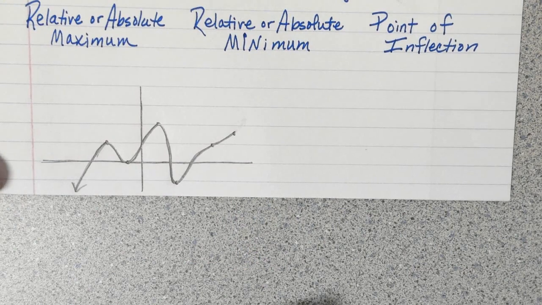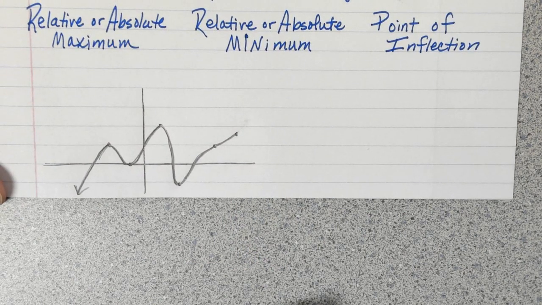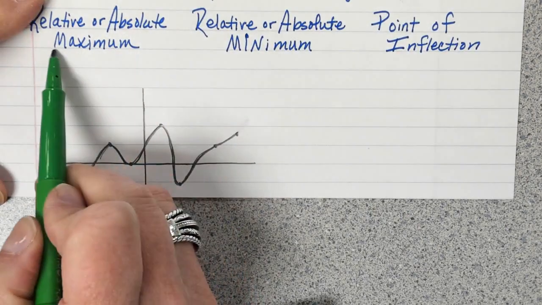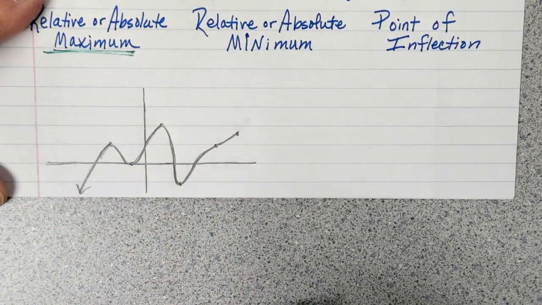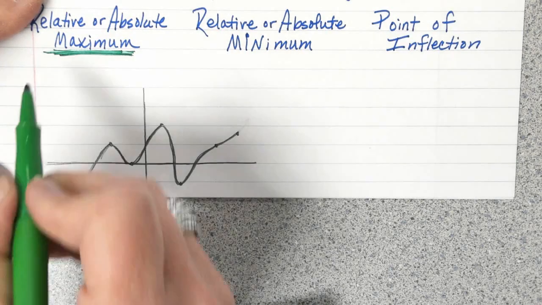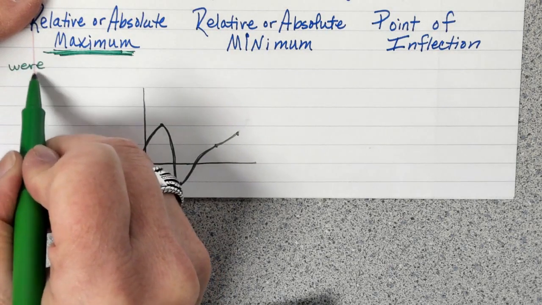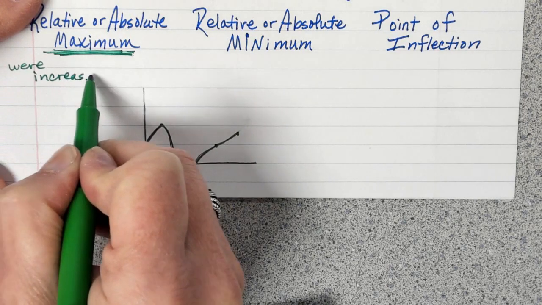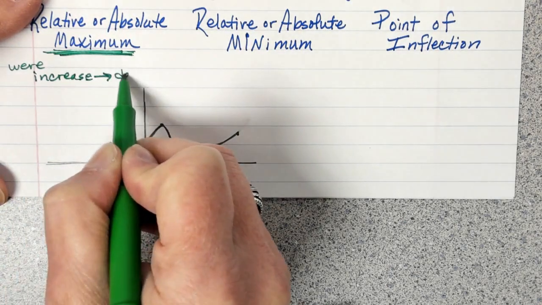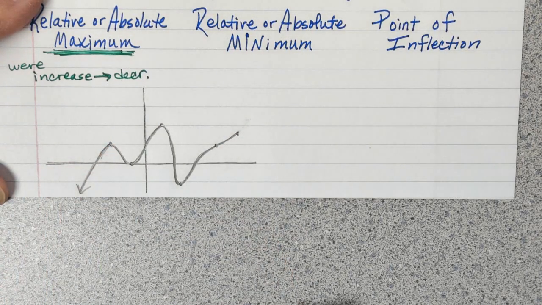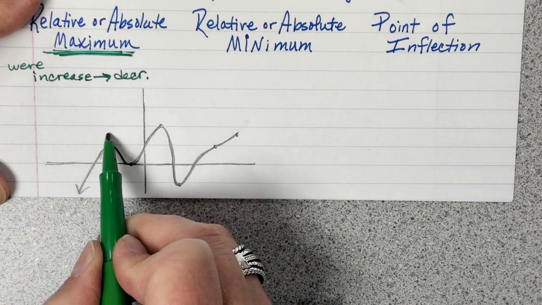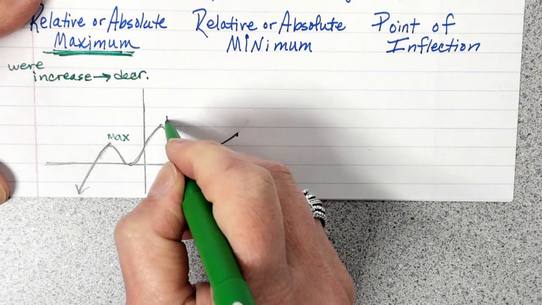And now let's talk about the maximum. When you have a max, it's pretty easy to tell, you can probably look at this right now, and you can determine where the maximums are. A maximum is going to happen when you were increasing and then now you're decreasing. So you were increasing and then you decrease. So for example, this would be a max, wouldn't it? And this would be a max.